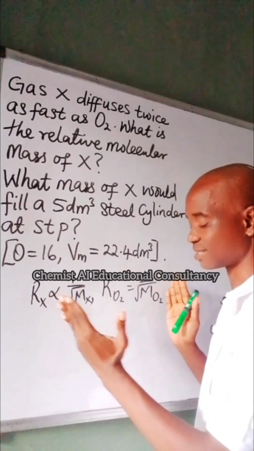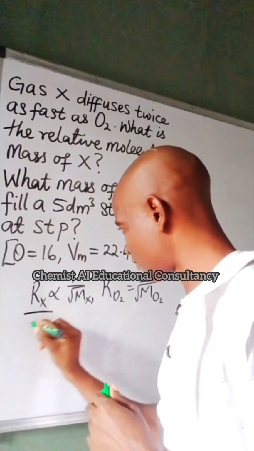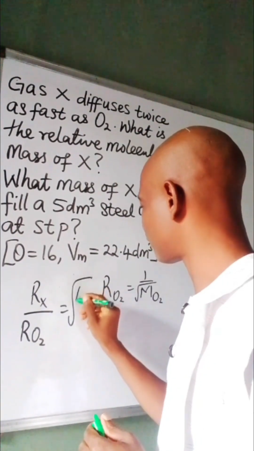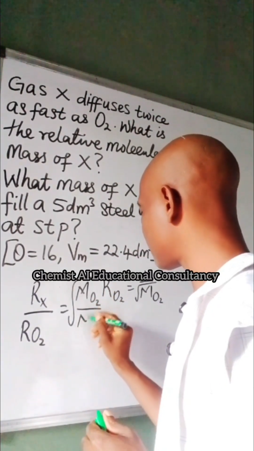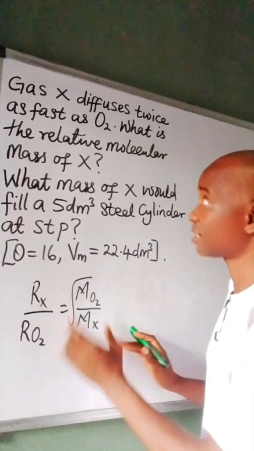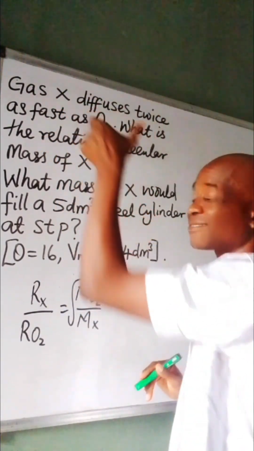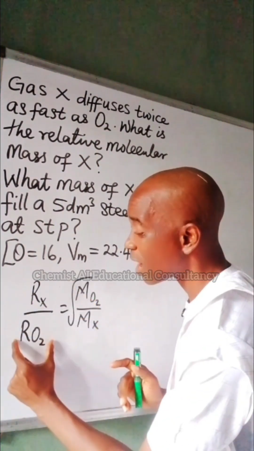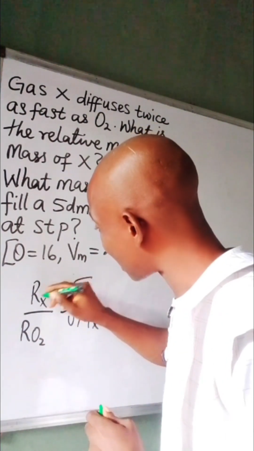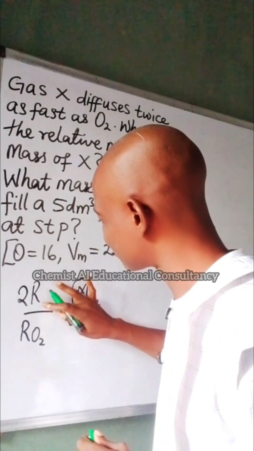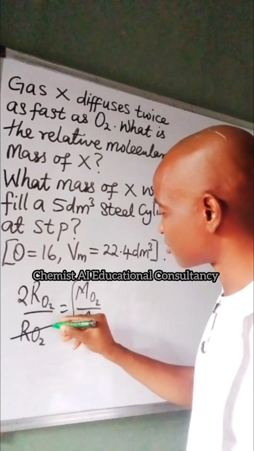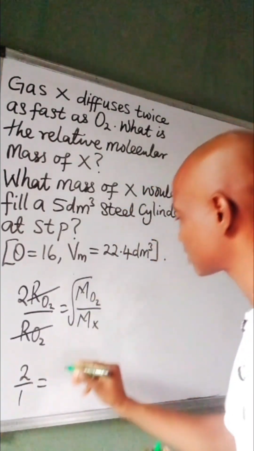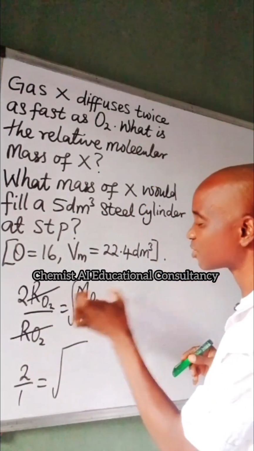And if you do the mathematics, this is what you have. Rx over RO2 equals square root of molecular mass of O2 over molecular mass of X. Now from here, gas X diffuses twice as fast as oxygen. So the rate of diffusion of X is twice of that of oxygen. So you change Rx to twice of R oxygen. You can now see that R oxygen will cancel R oxygen, and 2 over 1 will give us square root of molecular mass of oxygen.